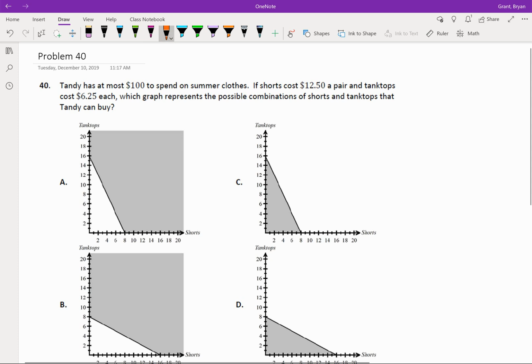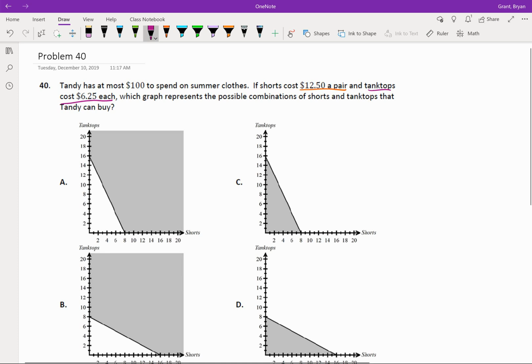So, here we go. Tandy has at most $100 to spend. Shorts are $12.50 a pair. Tank tops are $6.25 each. And we're looking for which graph represents all the possible combinations of shorts and tank tops that Tandy can buy.